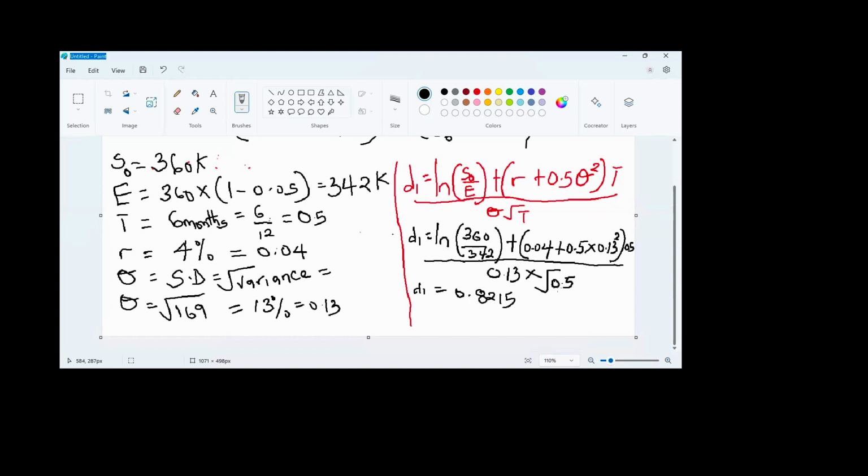Let's try to manage time. We are trying to get ourselves along. Thank you, Debbie. You have gotten the D1. Please, in line with ICAN standard, you must maintain 4 decimal places.